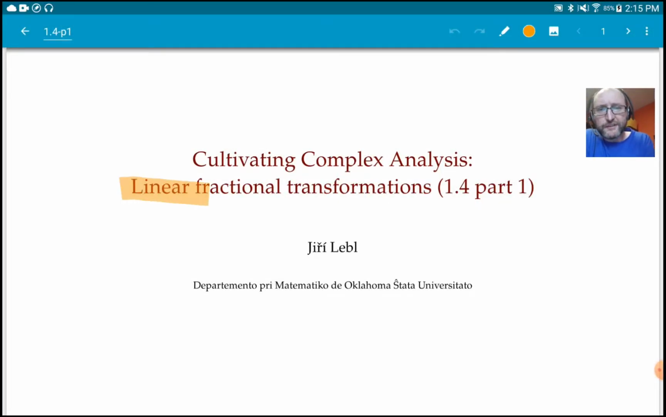So we're going to start looking at linear fractional transformations. We're not going to quite finish 1.4 today. We're going to split it into two parts to make it more manageable.